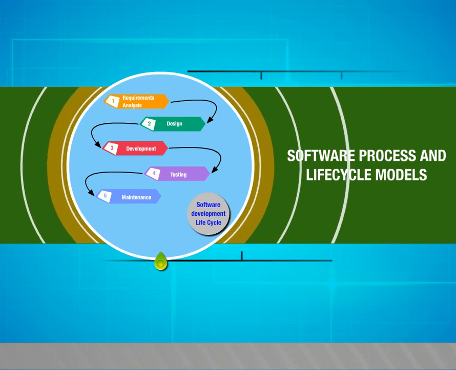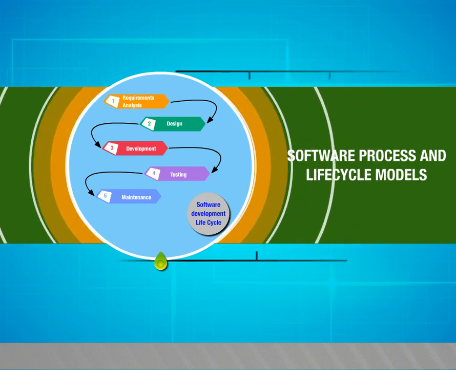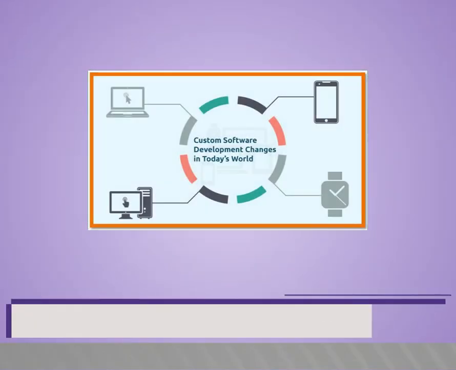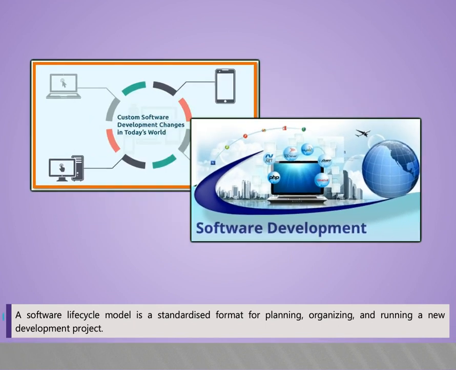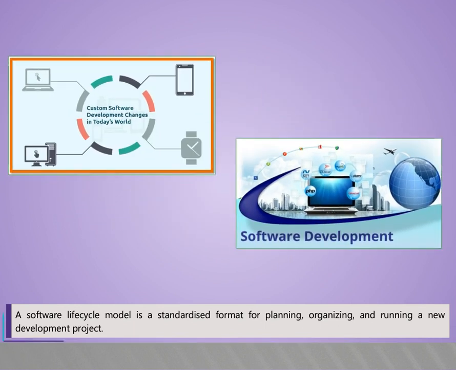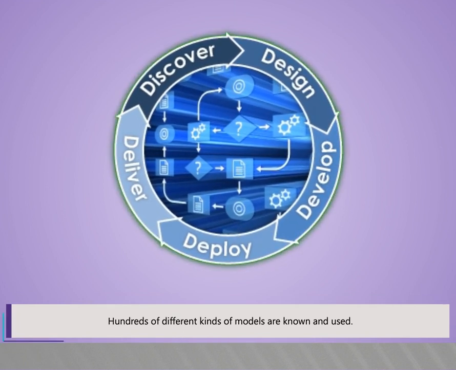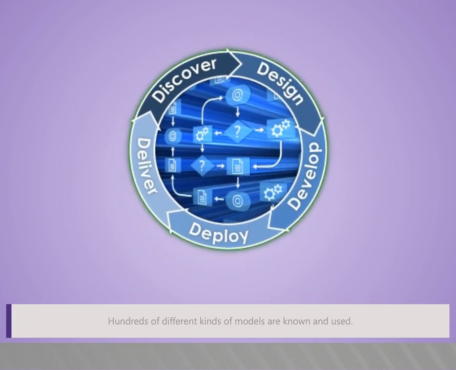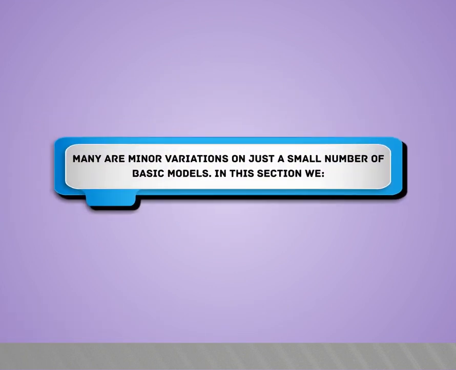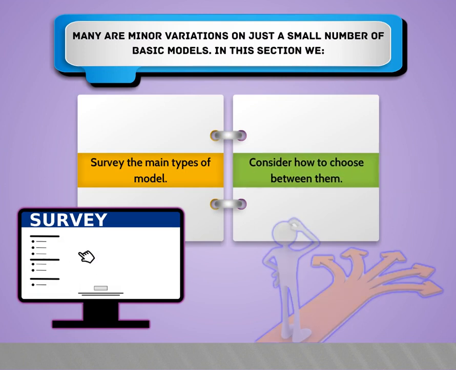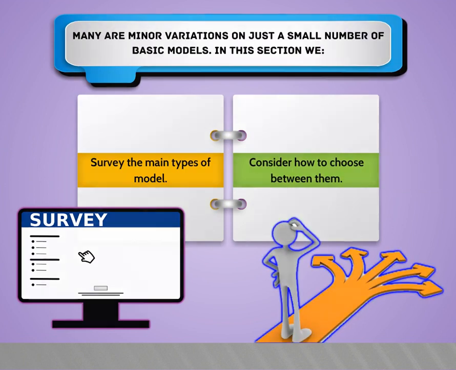Software process and lifecycle models. In this video, we are going to see about software process and lifecycle models. A software lifecycle model is a standardized format for planning, organizing, and running a new development project. Hundreds of different kinds of models are known and used. Many are minor variations on just a small number of basic models. In this section, we survey the main types of model and consider how to choose between them.